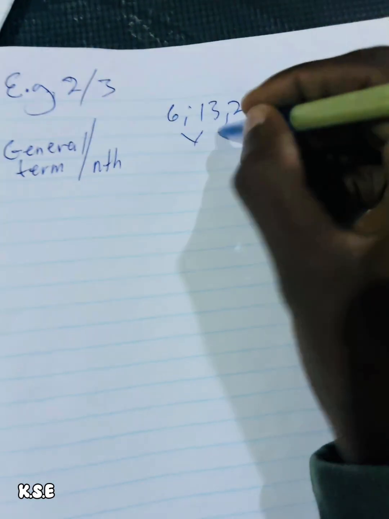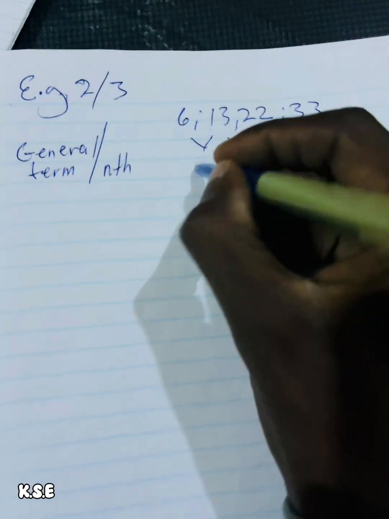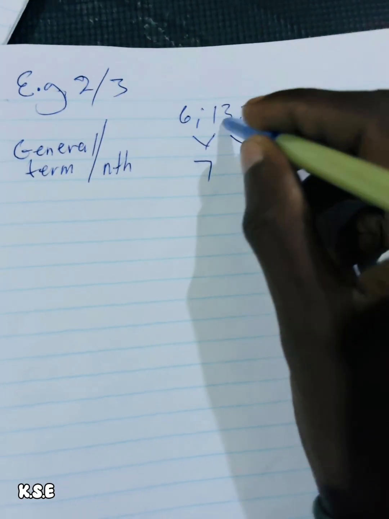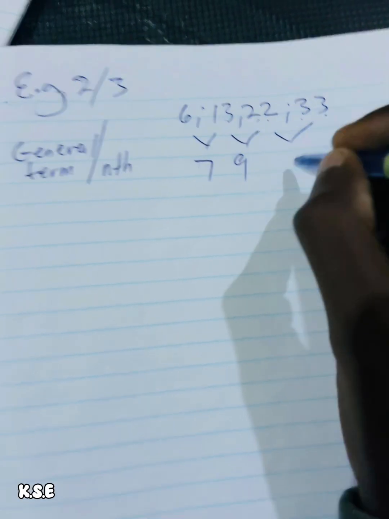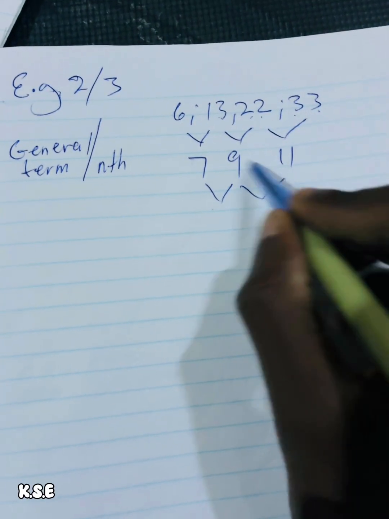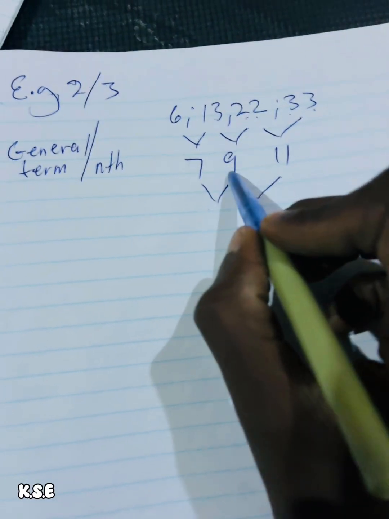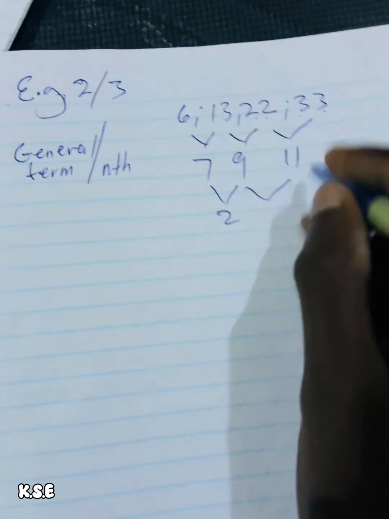So we're going to just find the first difference. 13 minus 6 is going to give us 7. 22 minus 13 is going to give us 9. 33 minus 22 is going to give us 11. Now we're going to find the second difference. 9 minus 7 is going to give us 2. 11 minus 9 is going to give us 2.